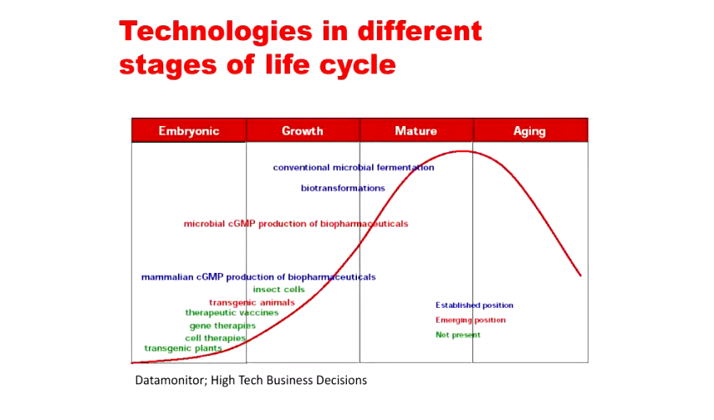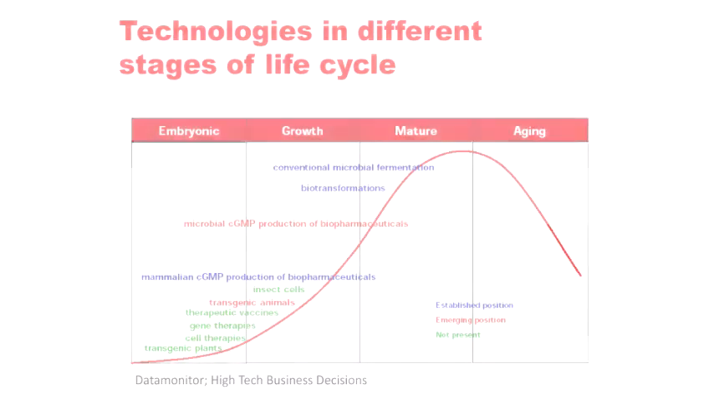To start with, let's look at the technologies at different stages of life cycles. You see here that mammalian cell culture is still in the growth phase. In fact, this is a few years ago. So it has actually moved a little bit, say, between growth and a mature technology, in comparison to conventional microbial fermentation, which is in the mature stage of development.